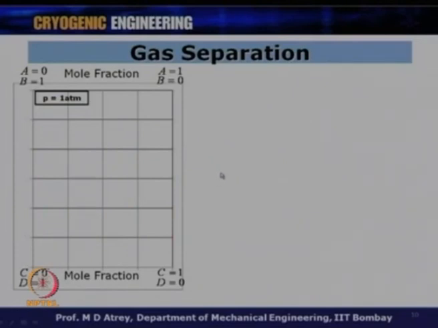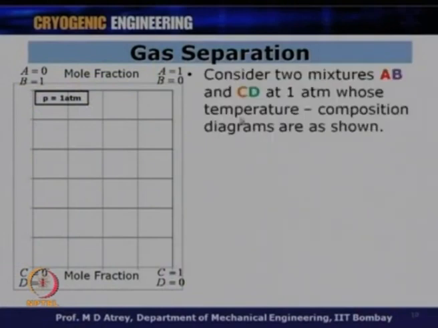Having done this, having understood what the enthalpy concept is and what the enthalpy composition diagram is, now let us come to a simple understanding of gas separation. The gas separation is largely dominated by the difference in the boiling points of two components in a mixture. Alright. So, let us see this diagram over here, which will show you two mixtures, AB and CD, at 1 atmosphere, whose temperature composition diagrams are shown over here. Alright. So, for AB you can see the top x axis, and for CD you can see the bottom x axis.